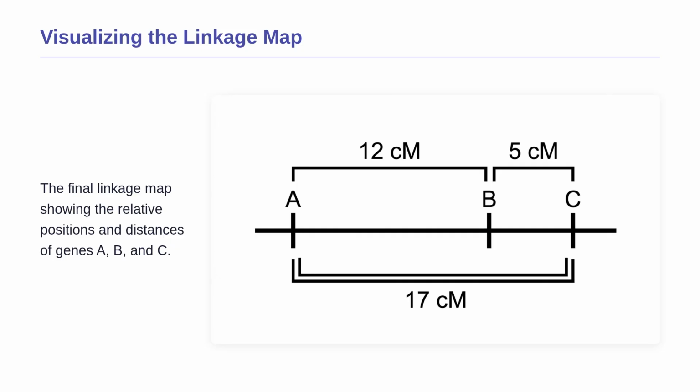Above the line, you can see the individual distances we measured: 12 centimorgans separating A and B, and 5 centimorgans separating B and C. Below the line, a larger bracket shows the total combined distance of 17 centimorgans from A all the way to C. This visual perfectly captures the additive nature of genetic distances we just calculated.